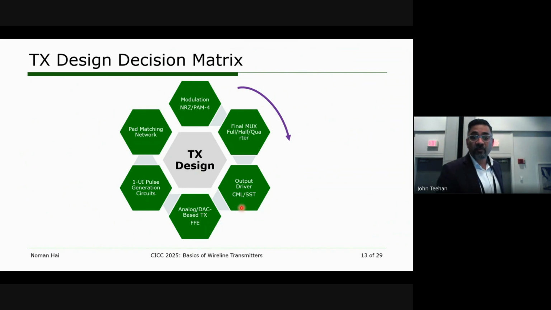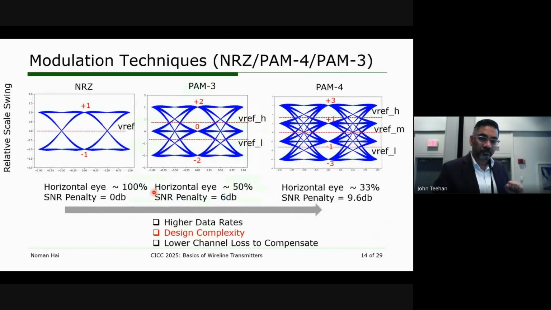The other one is what the output driver will look like. The fourth option is, do we still stick with an analog based transmitter, or should we go more into a digital based transmitter? And then there's one called UI pulse generator circuits and the pad matching network, which are much more advanced topics here. So before we go into this one, let's talk about this modulation technique.